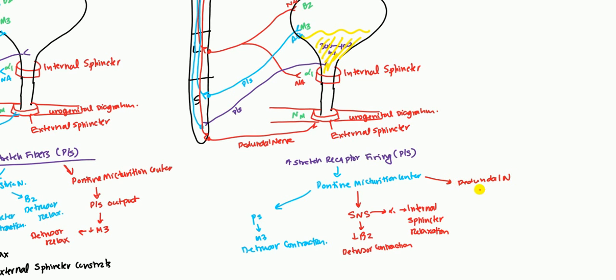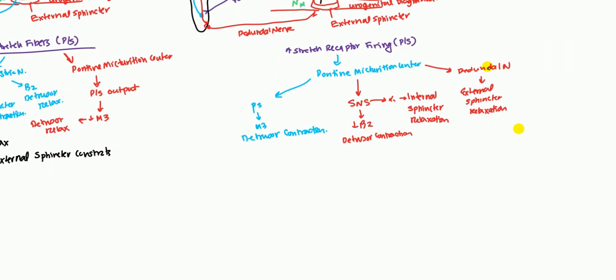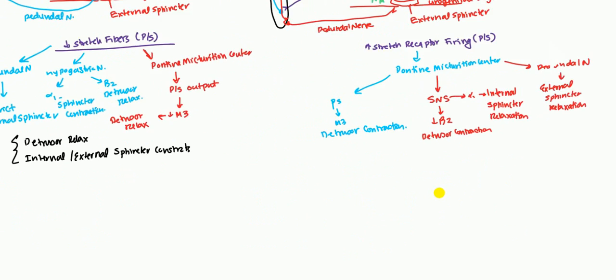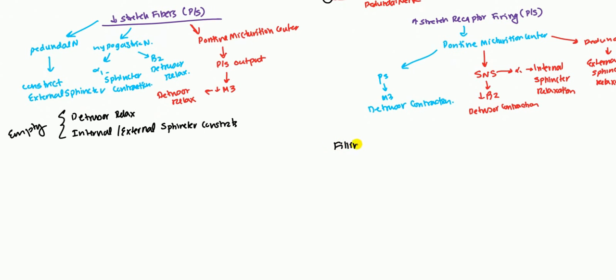So in general, what you just need to realize is that there is parasympathetic involvement, sympathetic involvement, and voluntary or somatic nervous system involvement. So all three are involved when you're talking about emptying or filling the bladder. So the exact opposite occurs during filling. You have detrusor contraction, and you have internal sphincter and external sphincter relaxation.